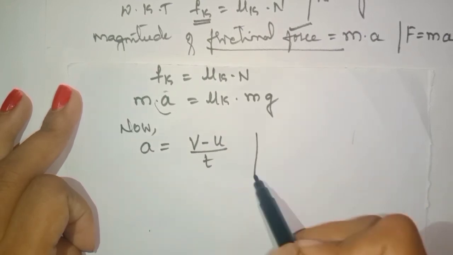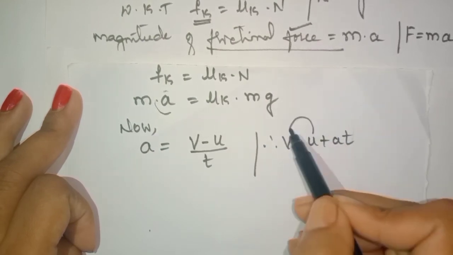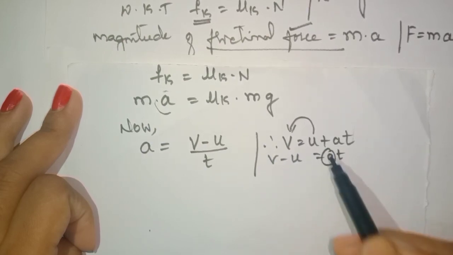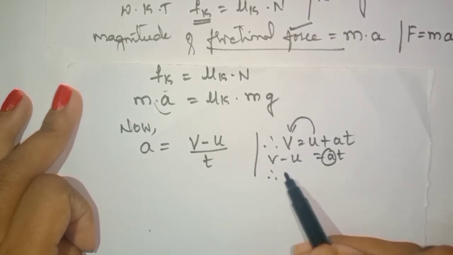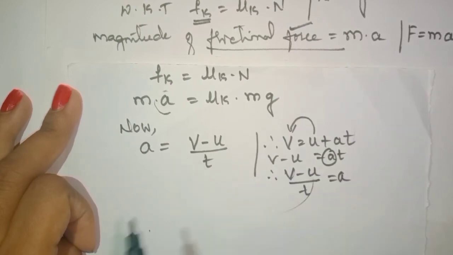You can remember the equation v is equal to u plus at. So if u goes to the left-hand side, it becomes v minus u is equal to at. I want to calculate a, therefore the equation becomes v minus u divided by t is equal to a. So this formula I have used here. Is it clear? Now we will substitute.